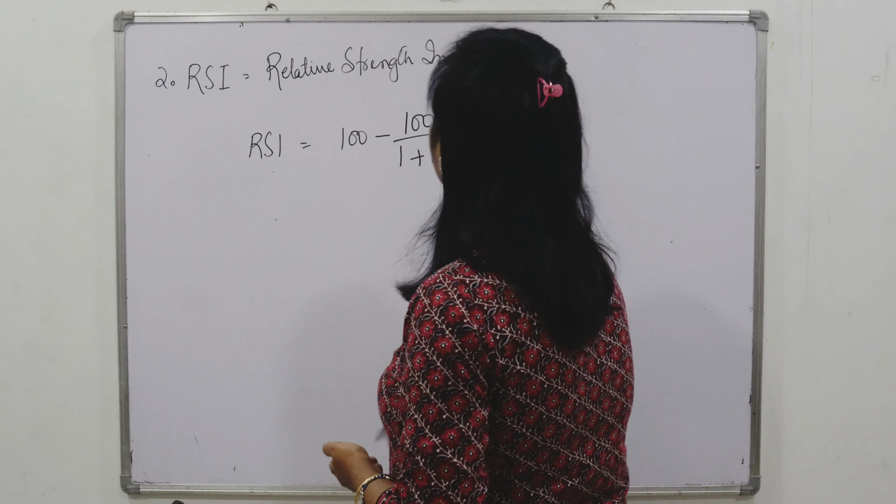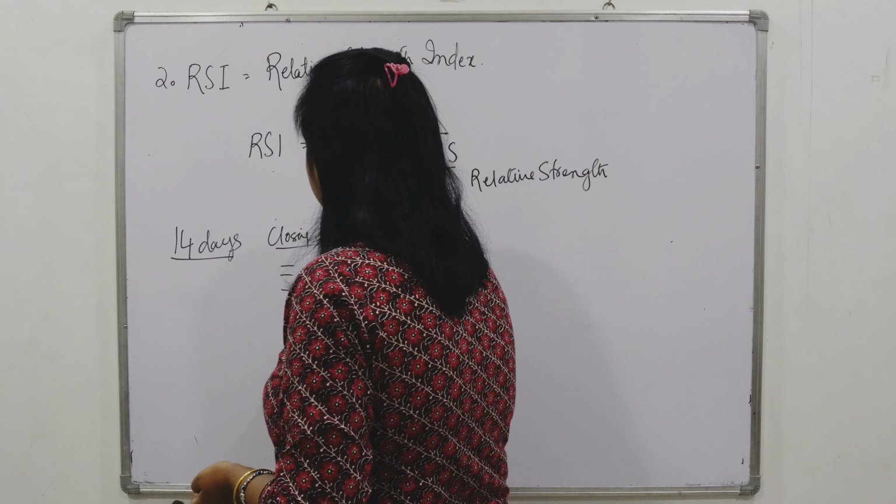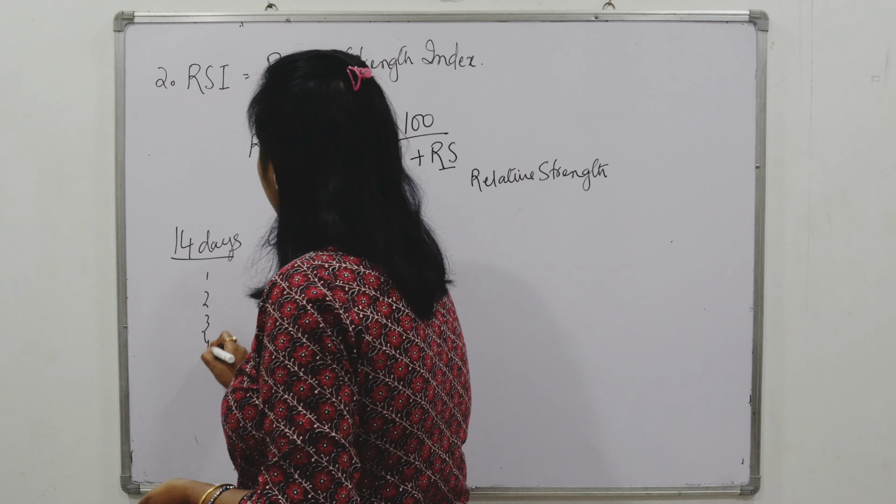Now out of these 14 days you will find out the closing price of the data. Out of the closing prices over the last 14 days, 1, 2, 3, 4, 5, this way you will go to the 14th day, you will find which are those days which have shown a gain or advance. How many have shown advance, and how many have shown loss or losses. So we will see the losing days and the gaining days.